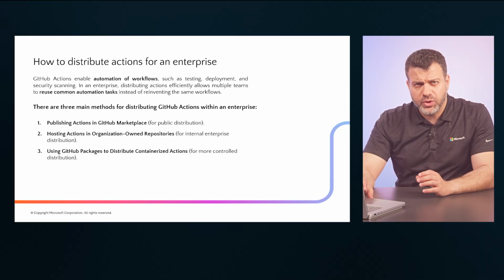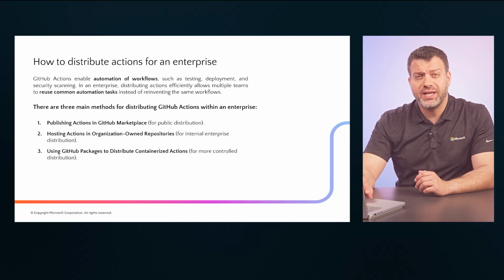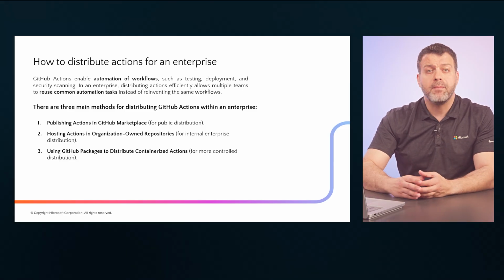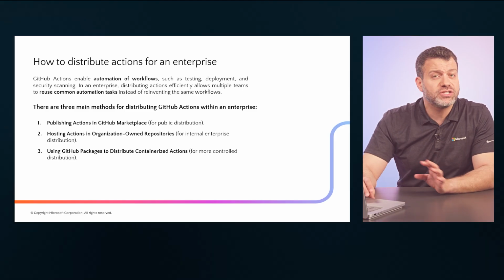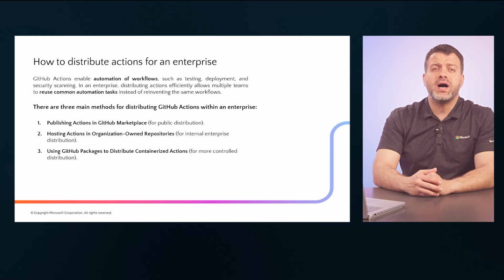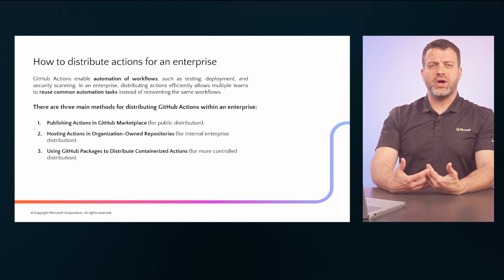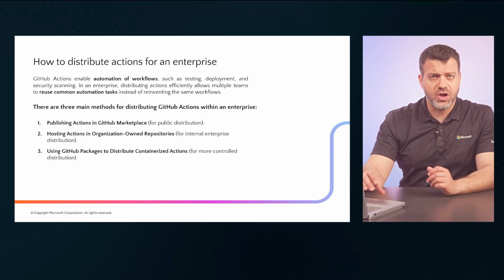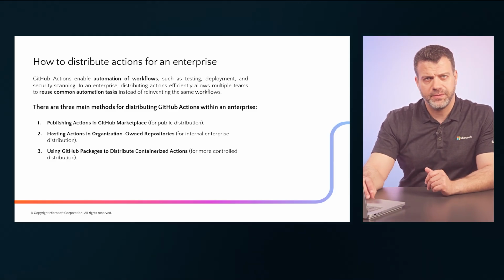We've talked about building reusable components. Now the question is, how do you distribute them across your enterprise? There are three main ways you can organize distributed actions. You can set them on the GitHub Marketplace. This will make them public, widely accessible, best for open source and external sharing. You can put them in your organization-owned repository. That's the most common for an enterprise platform, an internally controlled environment. You can set your governance and teams can reuse them securely.